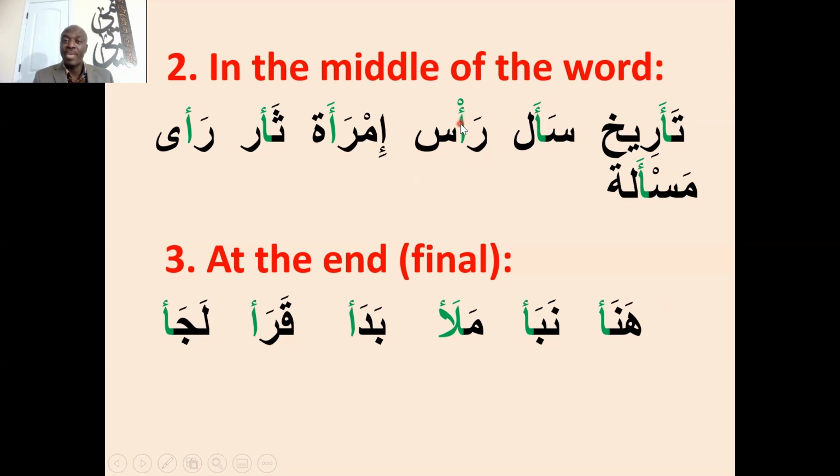Ra's. So ra's is head. And we look at the hamza and the letter that precedes. And the letter that precedes is the letter ra. And the letter ra has the fatha, and the hamza has the sukun. And we said that the fatha is stronger than the sukun. Then the fatha dictates the alif. So that's why the hamza is seated on the alif, because of the fatha being stronger than the sukun. Ra's is head. Imra'a. Imra'a is woman, or a woman. Here we look at the hamza and the letter that precedes, and these two letters have the fatha.